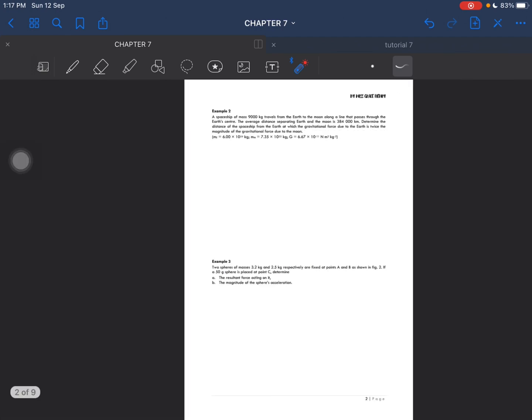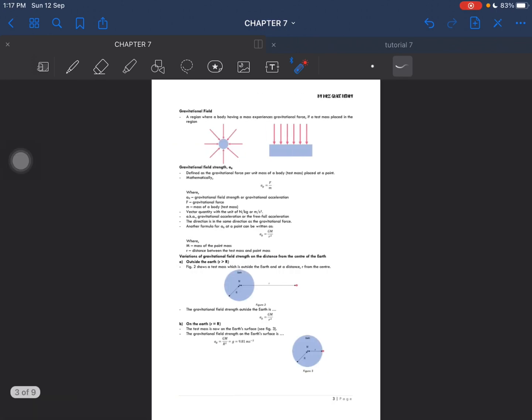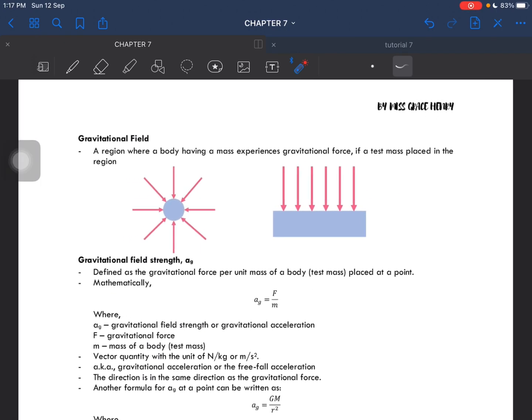Alright, let me see if there's any theory. Okay, the next theory is on gravitational field strength. So what is a gravitational field? It is a region in which a body experiences gravitational force, if a test mass is placed in the region. The arrows that I've drawn are telling us the direction of the field.